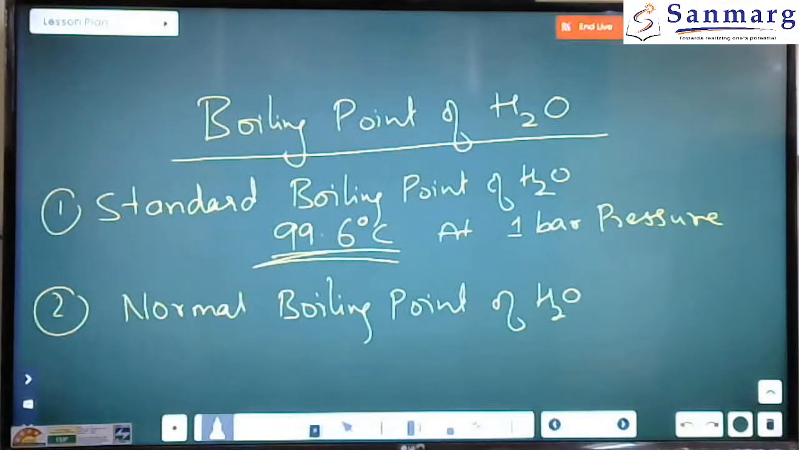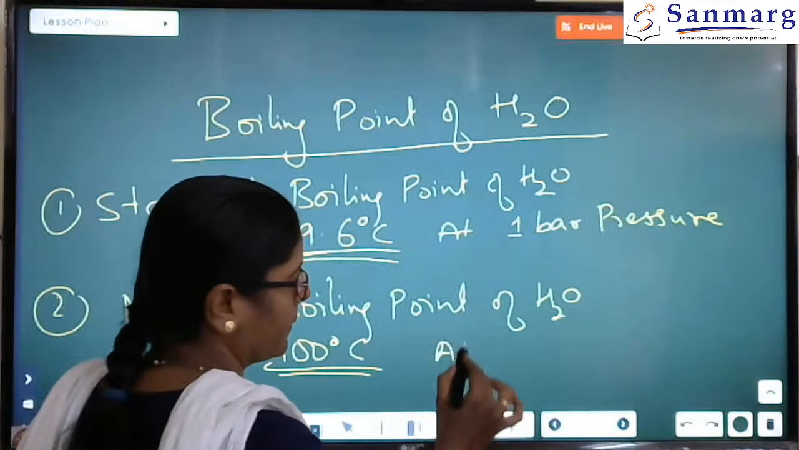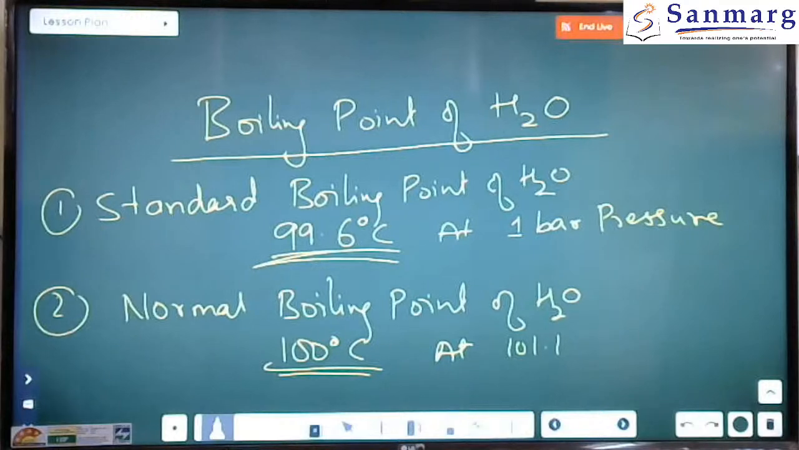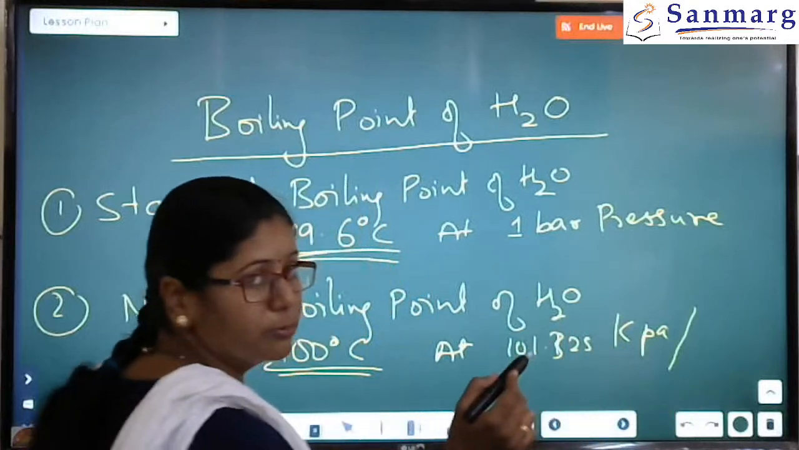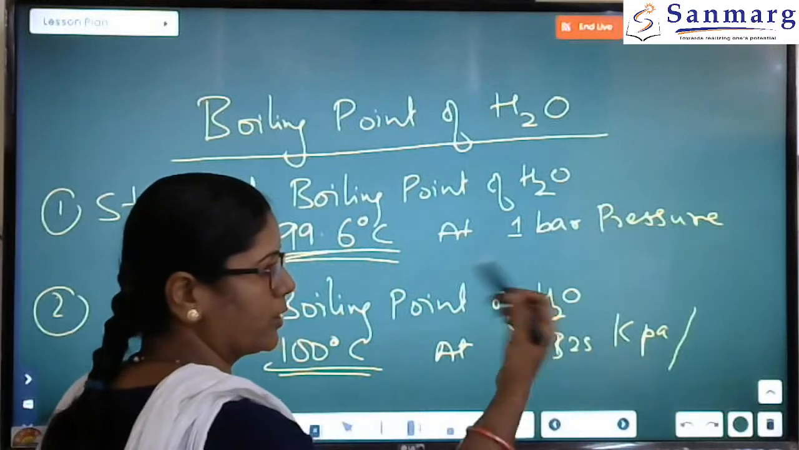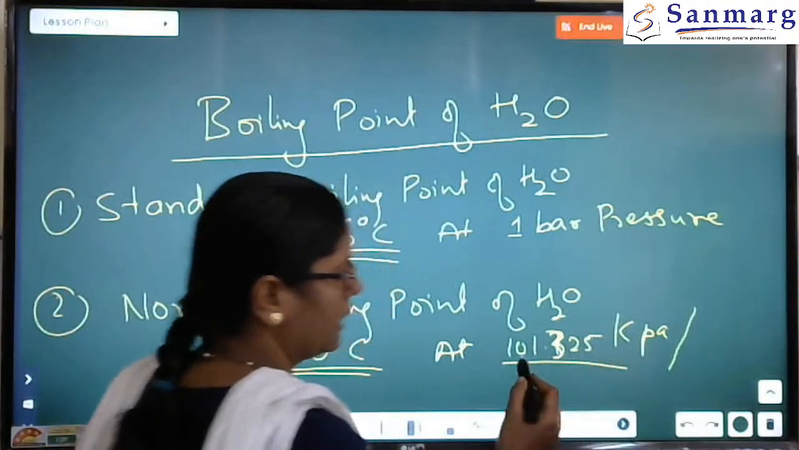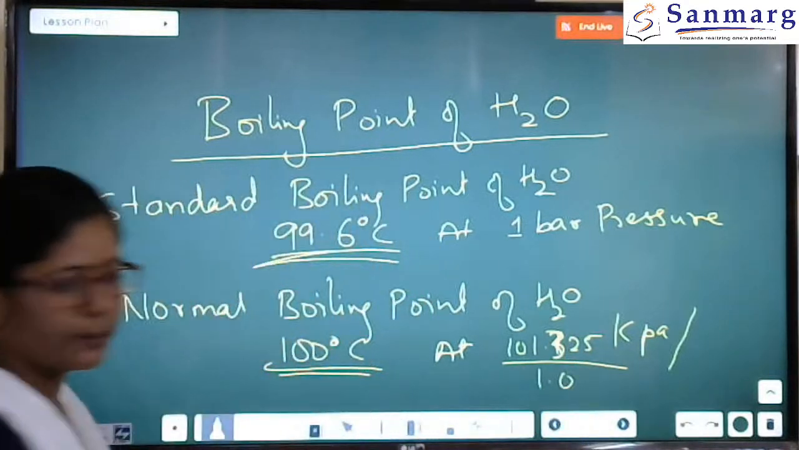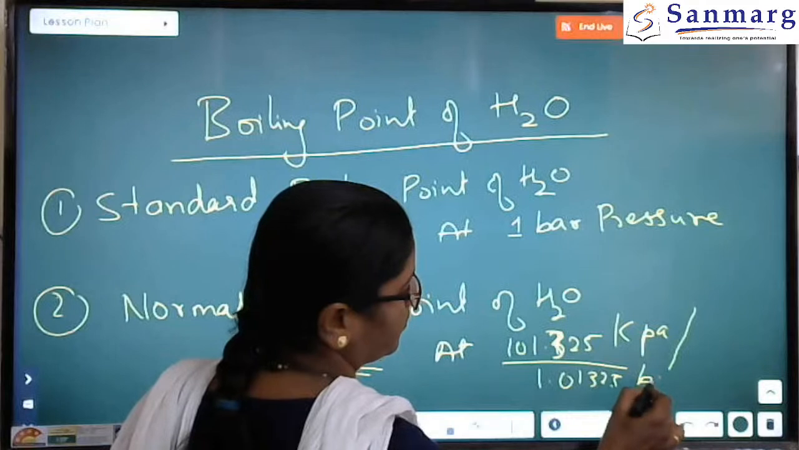What is the standard boiling point and what is the normal boiling point? The normal boiling point of water is 100 degrees Celsius at 101.325 kilopascal. Pressure is measured in terms of pascal, atmospheric pressure or mmHg. So 101.325 kilopascal, or 1.01325 bar pressure.